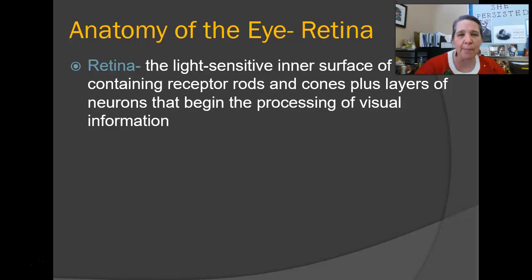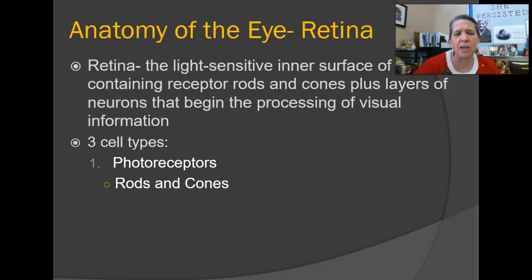All right, so the R is for the retina. Okay, there's a lot that happens in the retina. So the retina is the inner surface of the eye. It contains receptor rods and cones, which we're going to talk about in just a second, plus layers of neurons that help to start the process of visual information.